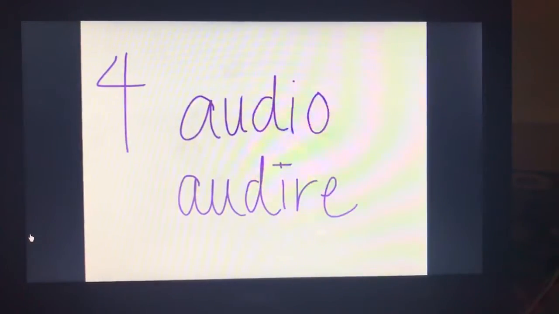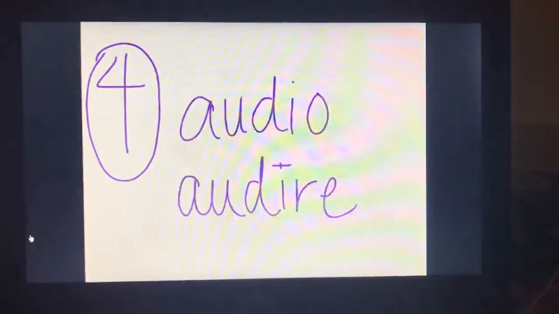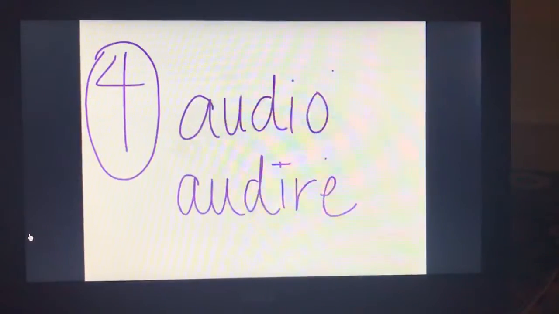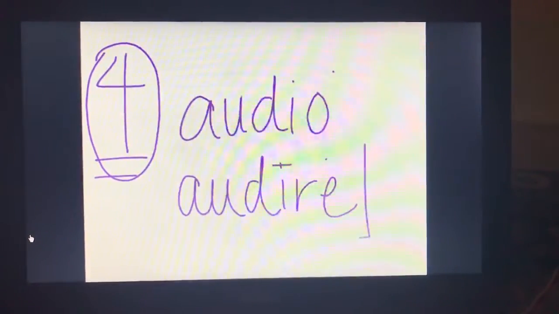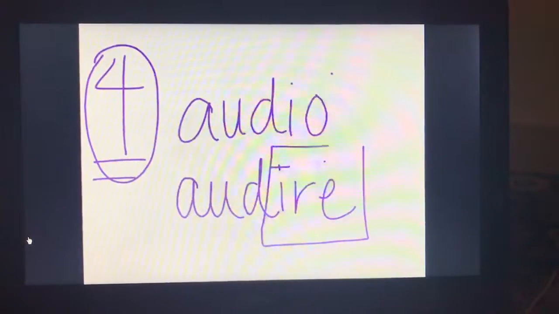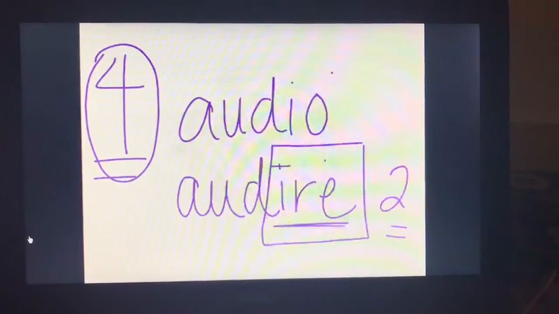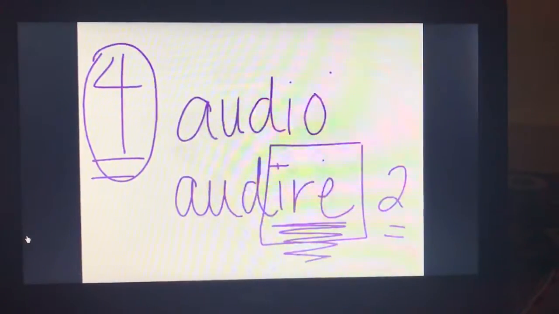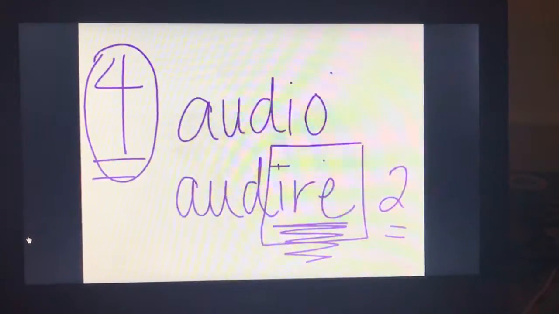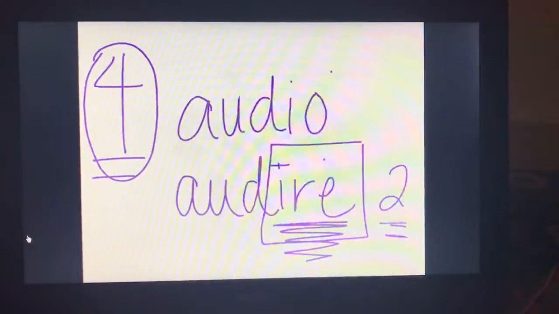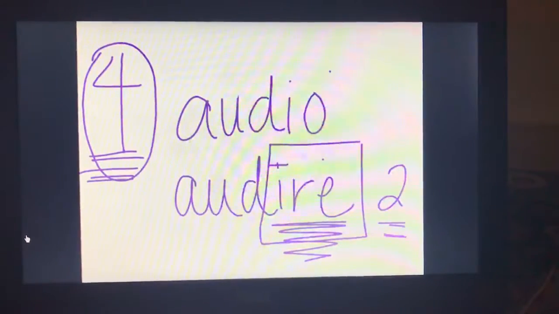Finally, we will look at the fourth conjugation verb. Audio, audire, is a fourth conjugation verb. We know this because we look at the last 3 letters of the second principal part, and it says I-R-E. If you have a verb and in the second principal part it says I-R-E at the end, it is a fourth conjugation.